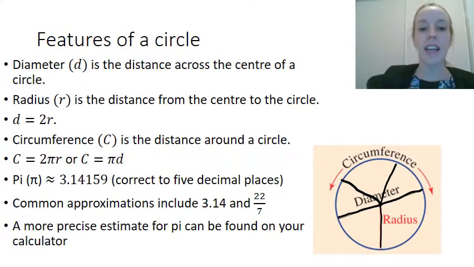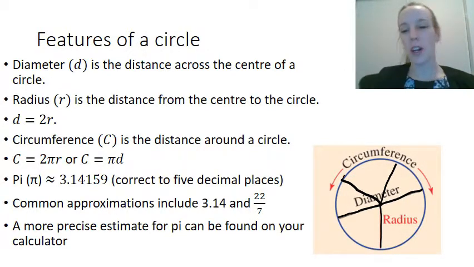And the circumference is the distance around the circle. So the outside there, I would trace that, but it will not look like a circle. So the circumference is the outside of the circle.